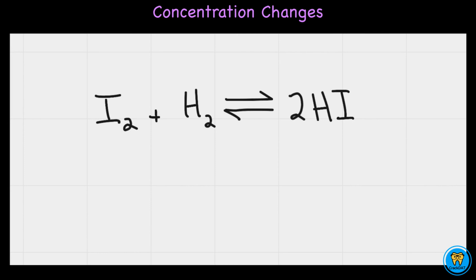If we increase the concentration of any component of a system in equilibrium, a shift is going to occur. The point of the shift will be for the reaction to use up some of the additional substance. If we were working with the following reaction, iodine gas plus hydrogen gas is in equilibrium with 2 moles of hydrogen iodide. If we added additional iodine, we're going to force the reaction out of equilibrium.